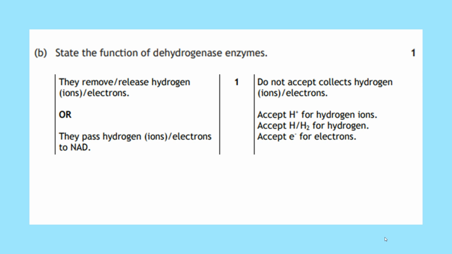You could also have used some shorthands here. They accepted H or H plus to represent the hydrogen or the hydrogen ions, or if you were specifically talking about the electrons, you could have used e with this little negative symbol. So remember, abbreviations can often be used. So hopefully you've got a better understanding now of the first two stages of cellular respiration. And next time we'll cover the third and final stage, the electron transport chain.